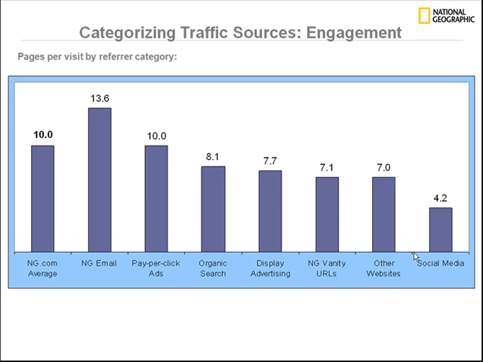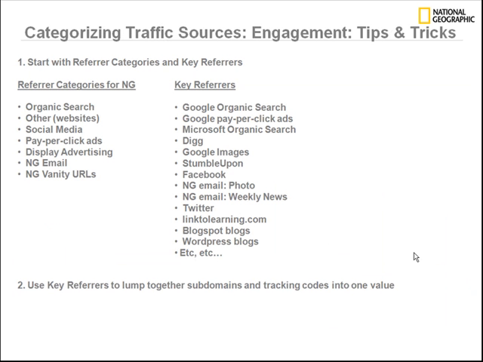And I showed a little snapshot of this before in Site Catalyst, but it's very interesting to look at how these visitors from all these categories are interacting differently on our site. So visitors from social media sites, for instance, are only looking at 4.2 pages per visit compared to our overall average of 10 pages per visit. So they aren't looking at anywhere near as many pages per visit as the other categories.